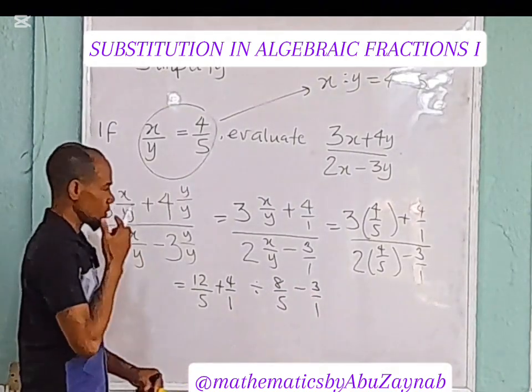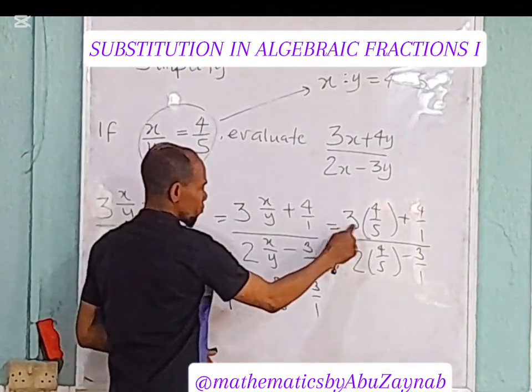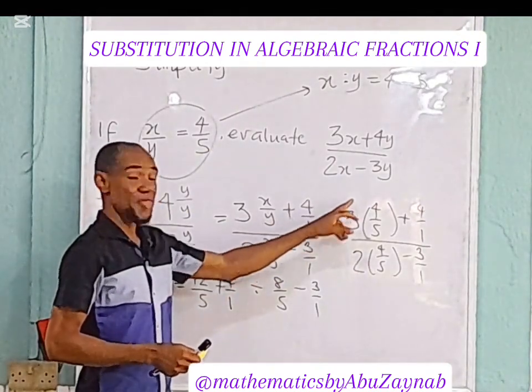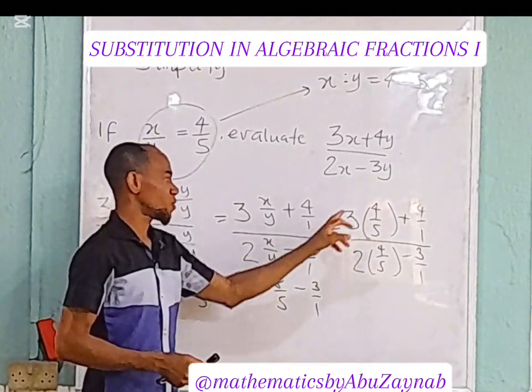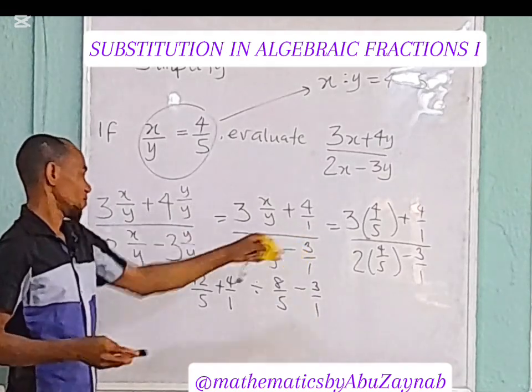Now, let me quickly say this. A common mistake that candidates make is to use this same 3 to multiply this 5. That is very wrong. Because this 3 is in the numerator, it's actually 3 over 1. So it's 3 times 4, 1 times 5. So it's not 3 times 4, 3 times 5. It doesn't work that way. It's not like expansion. You're not expanding there.